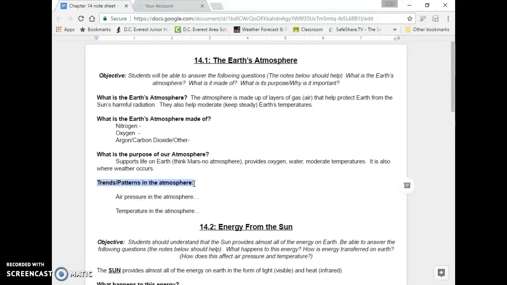It actually alternates with each layer. So the layer that we live in does get colder as the altitude increases. However, when you get to the next layer in the atmosphere, the stratosphere, the temperatures actually increase as you move up. So those alternate, and we'll get to that in later sections and explain why that is.